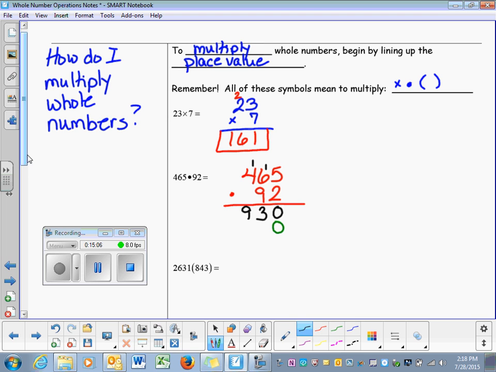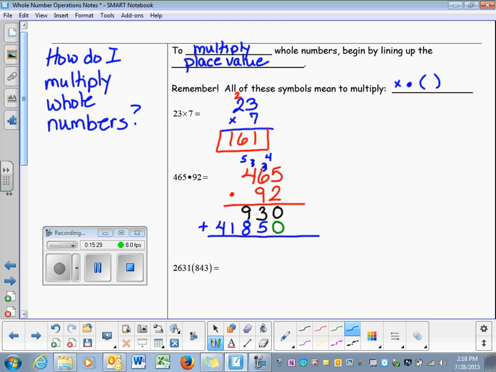9 times 5 is 45. Put down the 5. Carry the 4. 9 times 6 is 54. Plus 4 is 58. Put down the 8. Carry the 5. 9 times 4 is 36. Plus 5 is 41.